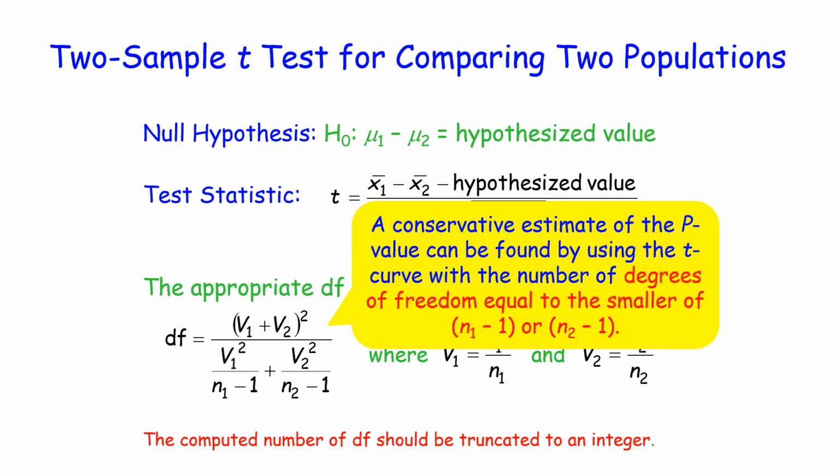So a conservative estimate of the p-value can be found by using the t-curve with the number of degrees of freedom equal to the smaller of n sub 1 minus 1 or n sub 2 minus 1. So you don't really need to freak out about this equation here, and your calculator should be able to help you out as well with that.